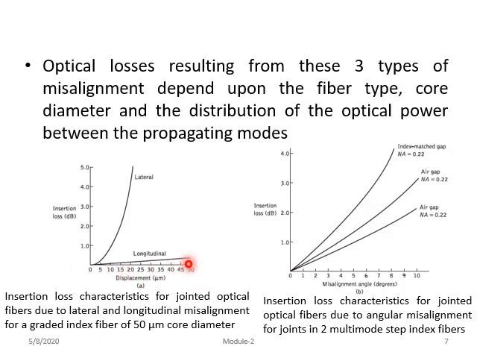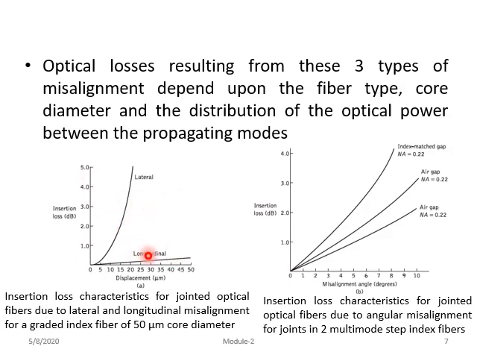In longitudinal misalignment, the fiber axes are aligned, but there is a large gap between the two fiber ends. So the light may travel with respect to the same axis, and the loss might not be much compared to the lateral misalignment.